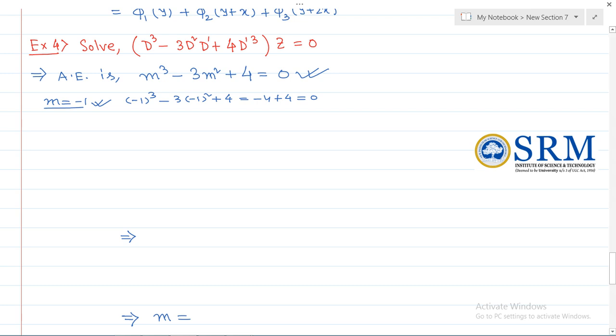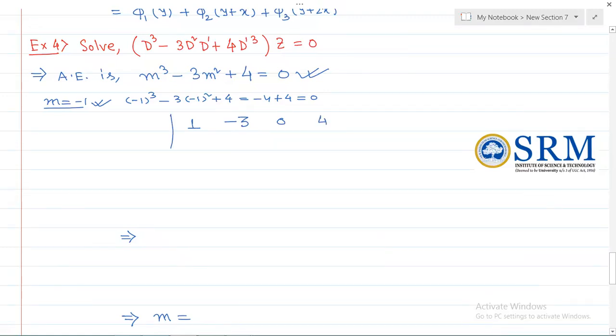How do we do this method of synthetic division? Let us write down all the coefficients of the terms that we have here. The first coefficient is 1, for D³. Next is 3D²D′, and the coefficient is minus 3. The third coefficient should be for D D′², but here there is no such term, so it will be 0. And the last one, D′³, is 4.